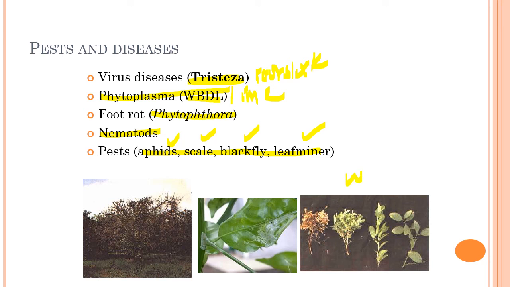And here you can see this is the witch's broom disease of lime. This is leaf miner, and this is Tristeza disease. So these are very, very common pests and diseases. I will make this clearer. This is the witch's broom disease of lime. This is leaf miner, and this is Tristeza. But for Oman, really, the witch's broom is the most important problem. Until now, it hasn't been solved.